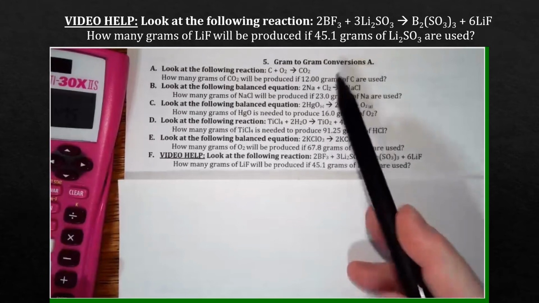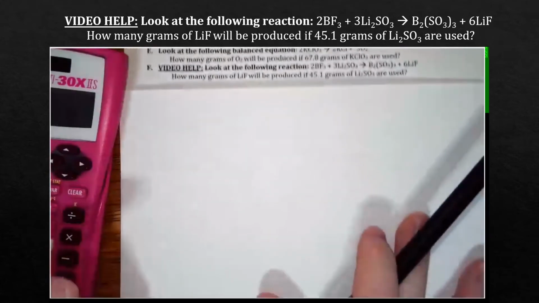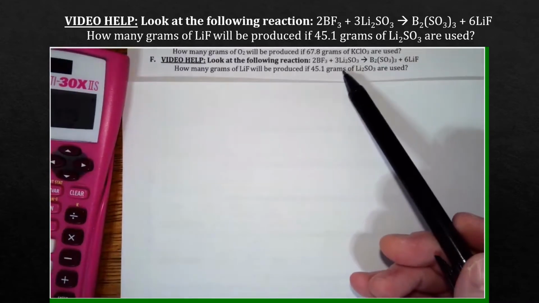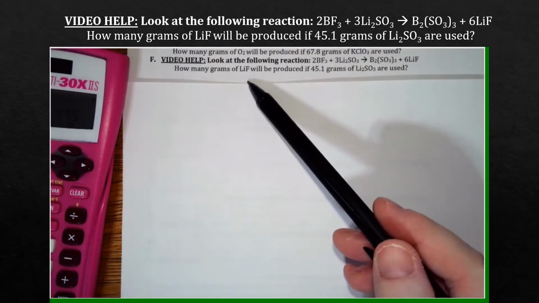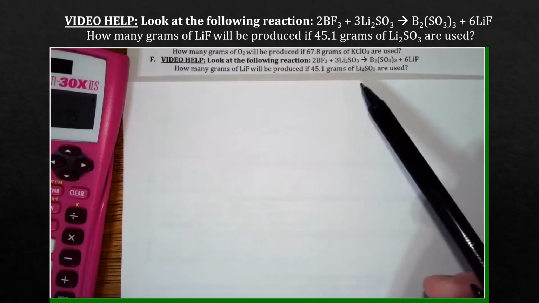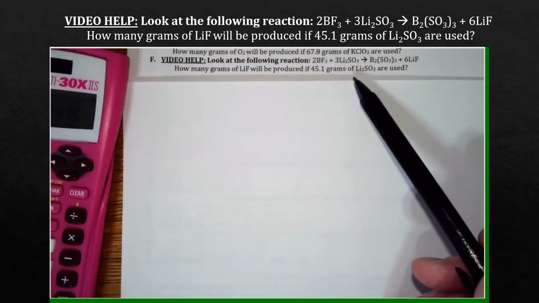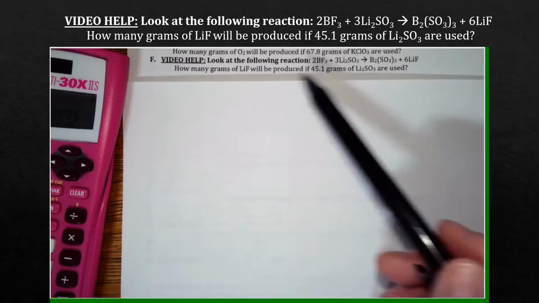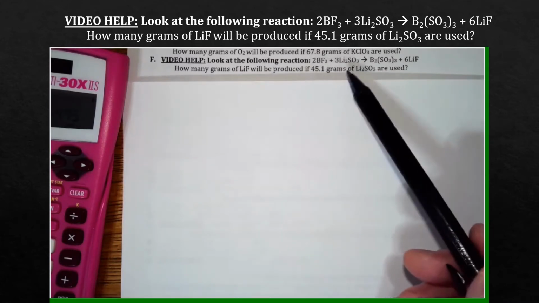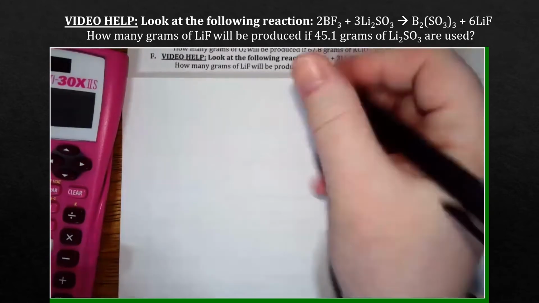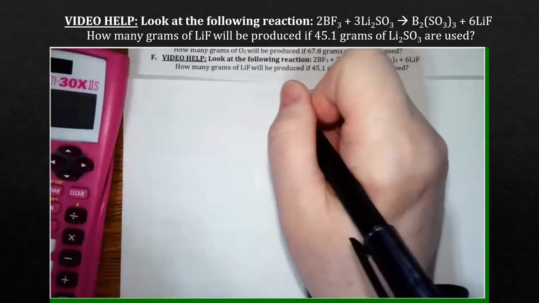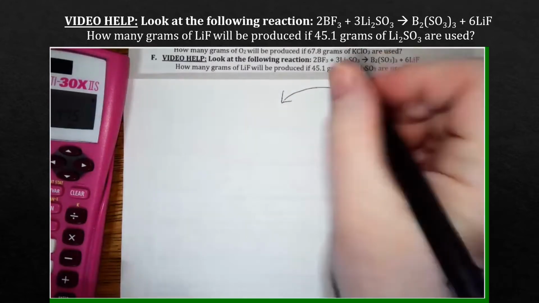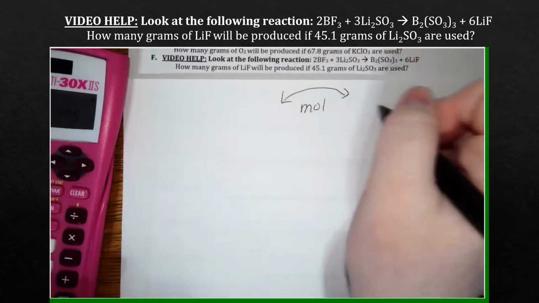Okay, I'm on this next section for gram to gram conversions, and I'm going to look at this last problem. So I have a balanced equation, and it says how many grams of LiF will be produced if 45.1 grams of Li2SO3 are used. I'm going from grams of something to grams of something else. So remember my mole flow chart. I'm going to cross sides. To cross sides, I know I need mole ratios. That's the key to cross sides.